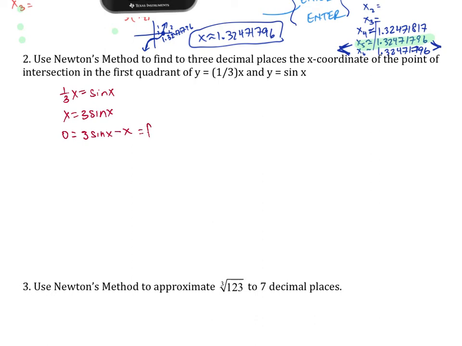So this is really my f of x equation. I need an f prime of x so that I can use Newton's method, and this is going to be 3 cosine x minus 1. So x sub n plus 1 will be x sub n minus (3 sine x sub n minus x sub n) over (3 cosine x sub n minus 1), right? The f of x over the f prime.